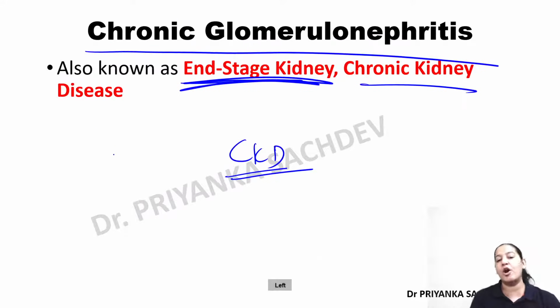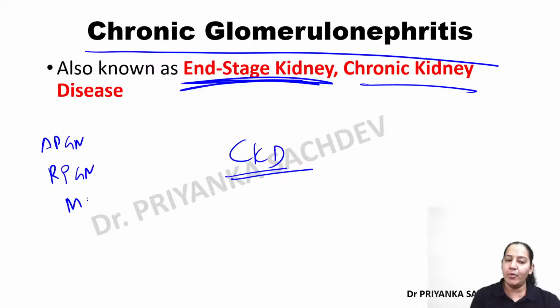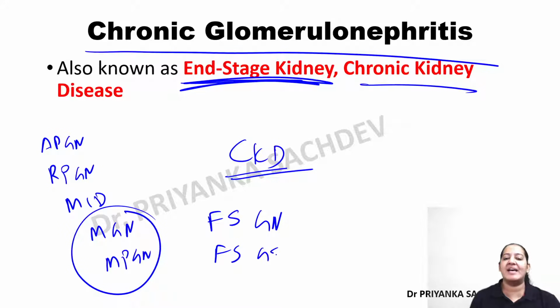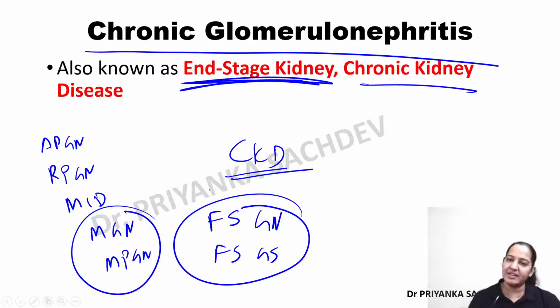Actually, till now, how many have I taught you? I have taught you APGN, the first one. I have taught you RPGN, the second one. Then I taught you MCD. Then I taught you MGN and MPGN together. Then I taught you FSGN and FSGS together. How many are done till now?